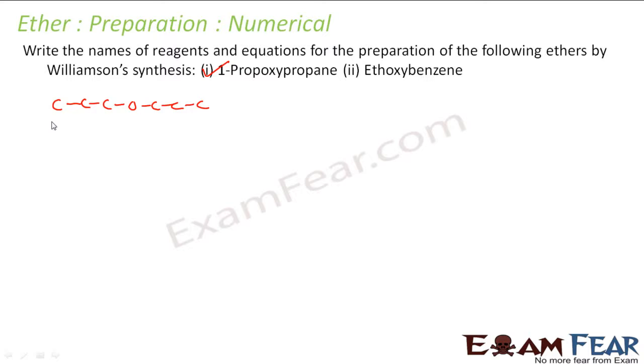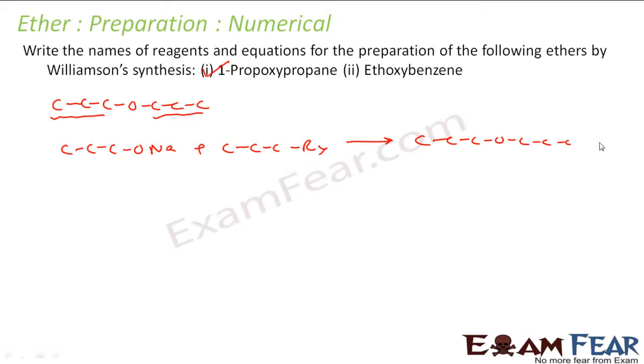So I will take some RONa and an RX. This I can take as RONa, this I can take as RX. So what I am supposed to take is RONa and RX, and if you do a Williamson synthesis on this, you get what you want, plus NaX. Let this X be Br, so you will get NaBr. Correct? So this will be sodium propoxide and this will be 1-bromopropane.